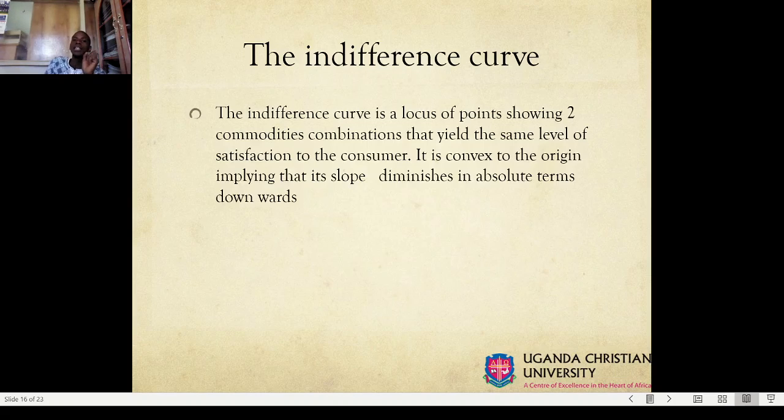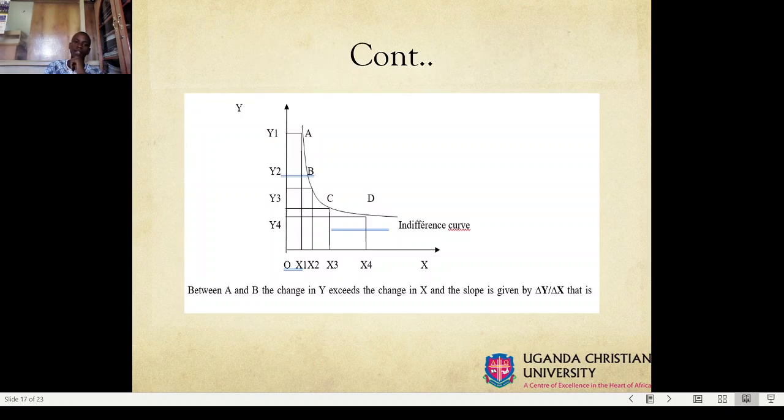The indifference curve is a locus of points showing two commodity combinations that yield the same level of satisfaction to the consumer. It's that curve which will show us two commodity combinations that yield the same level of satisfaction to the consumer. It's negatively sloped. This is the indifference curve.